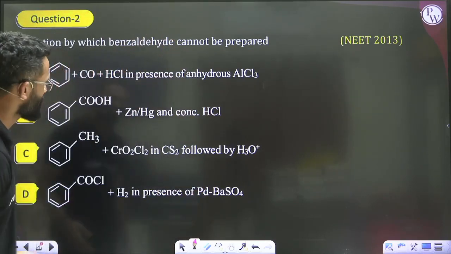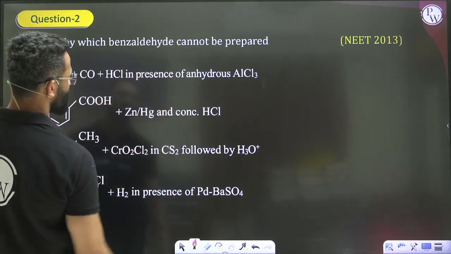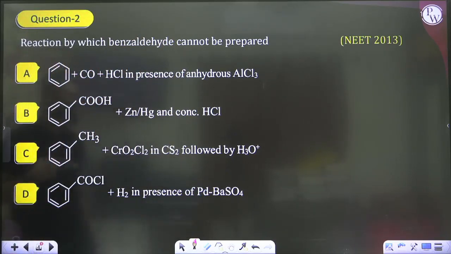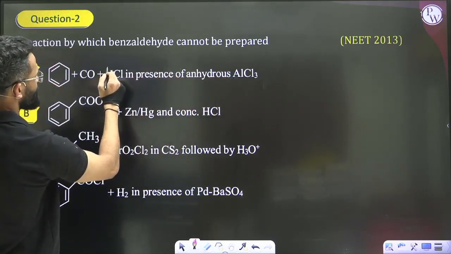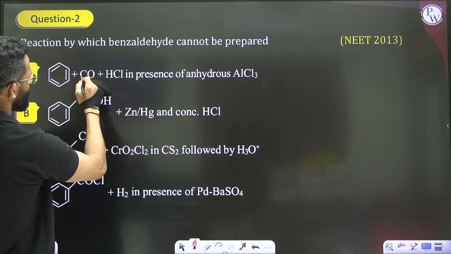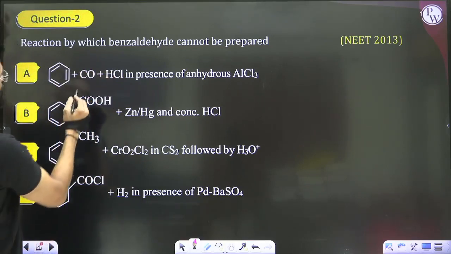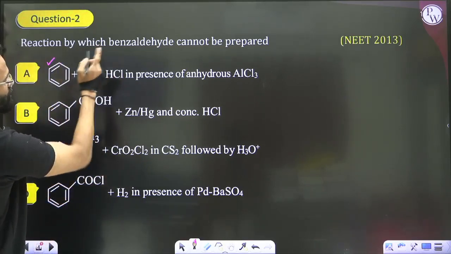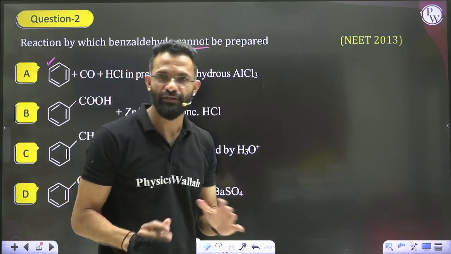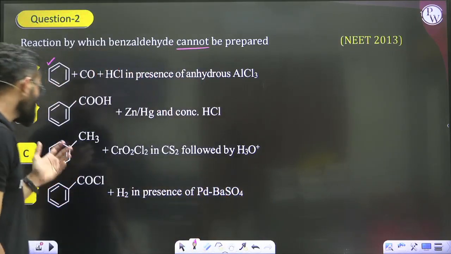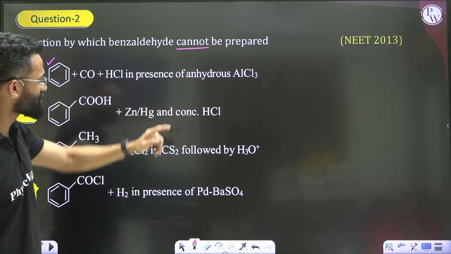Okay. If you see the first reaction given, benzene plus carbon monoxide plus HCl in presence of anhydrous AlCl3, this is Gattermann-Koch formylation. So HCl plus AlCl3 will produce H+. H+ upon attack on CO will form C double bond OH, that is the formyl group, which is introduced at benzene, and that's how you get formation of benzaldehyde. So this will certainly form benzaldehyde. So this cannot be our answer, because everyone, we want a reaction which is not forming benzaldehyde. Second, they've given us benzoic acid upon reaction with zinc amalgam and concentrated HCl.